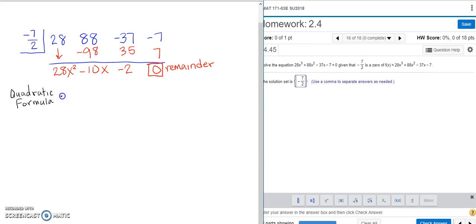So this one might factor, but just to review the quadratic formula, we're going to do it this way. So it's negative b plus or minus the square root of b squared minus 4ac all over 2a. You need to have that memorized. Have to. And so I'm getting A, B, and C from these numbers.